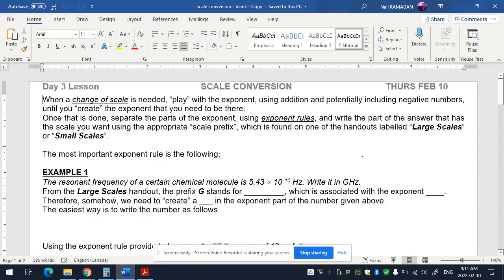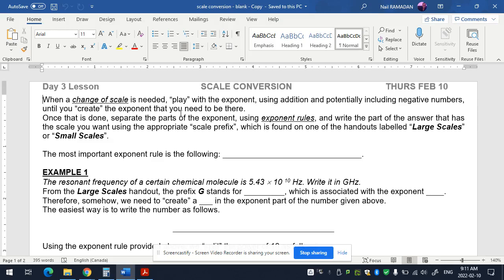So when a change of scale is needed, I find that the best way to really understand it is to play with exponents, using only addition and potentially including negative numbers, because the small scales do include negative numbers.